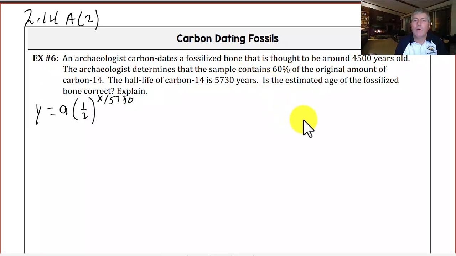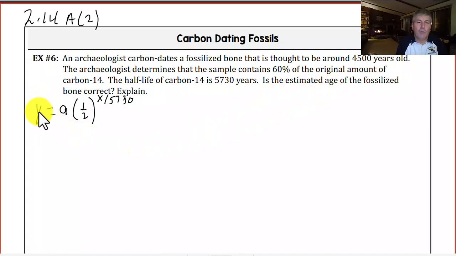Welcome back. We're going to continue our applications of logarithms using a carbon dating question, and we'll work with Newton's law of cooling. So here we have a carbon dating question where an archaeologist believes that a fossil is around 4,500 years old. He determines the sample contains 60% of its original amount of carbon-14, and the half-life of carbon-14 is 5,730 years. Is the estimated age of the fossilized bone correct?